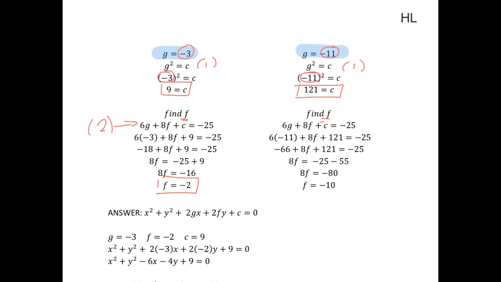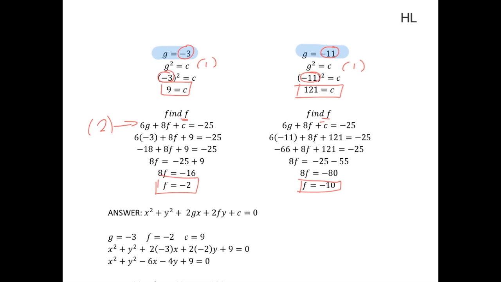We find in this case f is -2. And in the case where g is -11 and c is 121, again we take our equation 2, fill in the values we know, so we know g, we know c, and simplify down our equation to get 8f is -80, or f is -10.